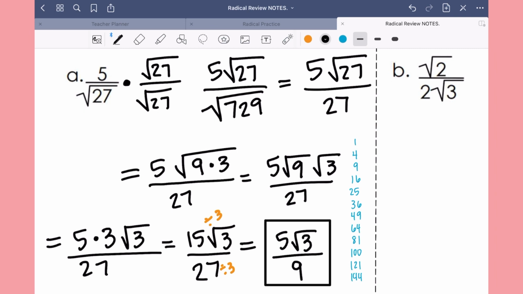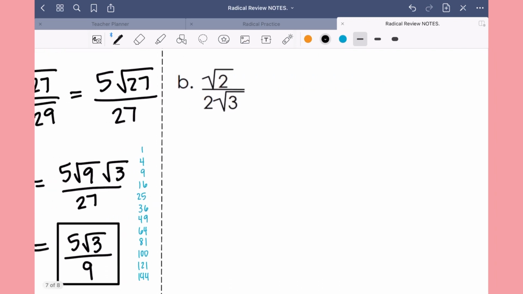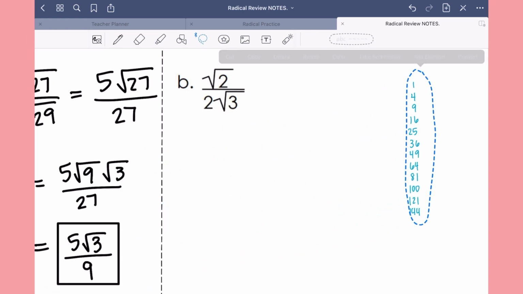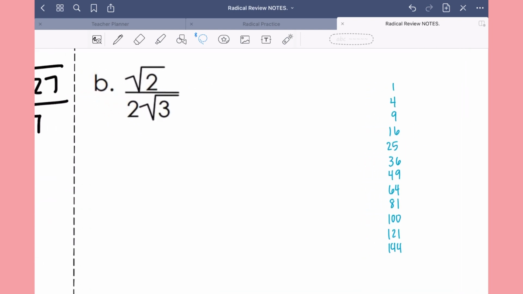I promise not to give you something like this on your test or a quiz, because that one was pretty long. But this is a good example to show you all the square root and simplifying steps that we can take. All right, let's do the last one. I'm going to bring this over here. Okay, so this one looks very weird.